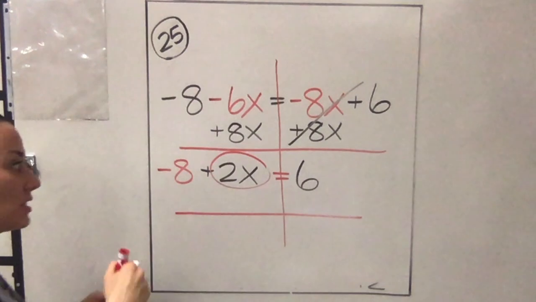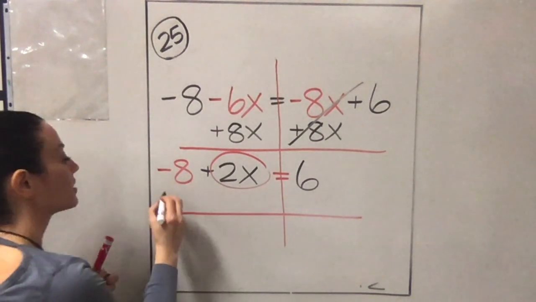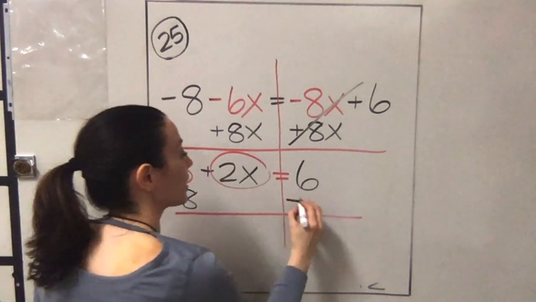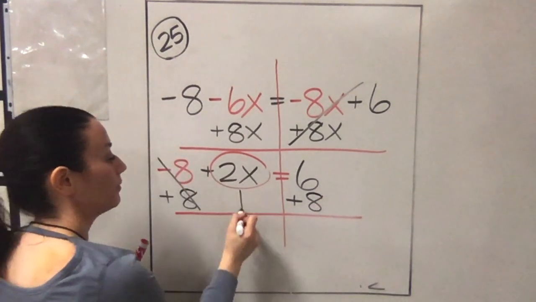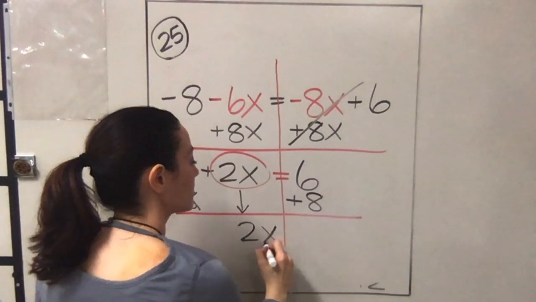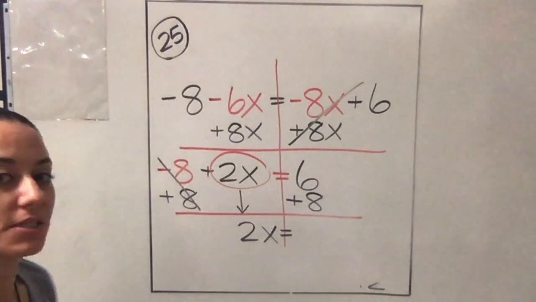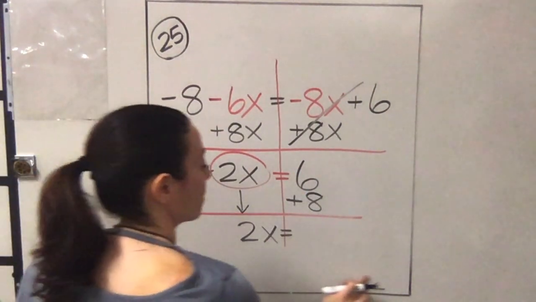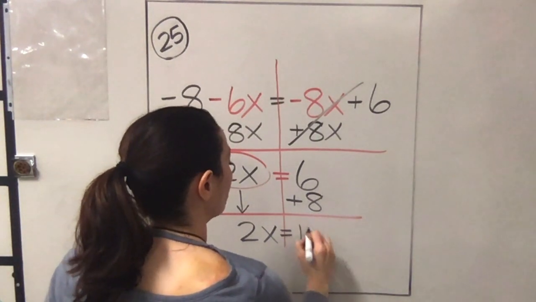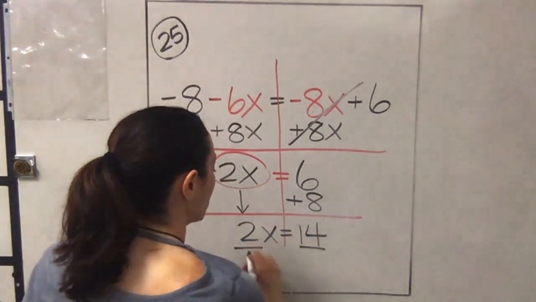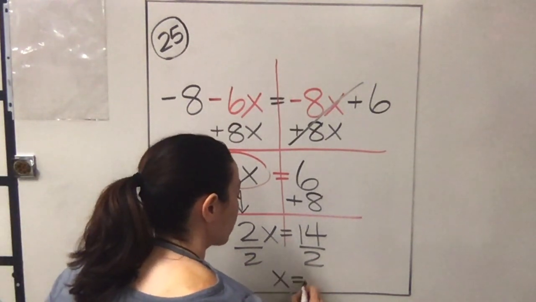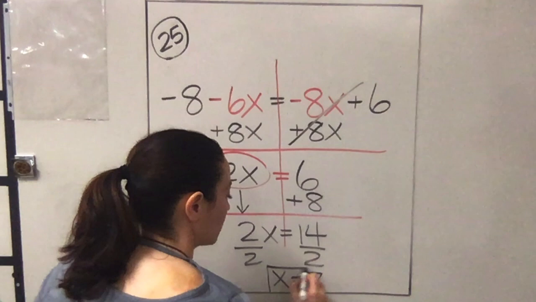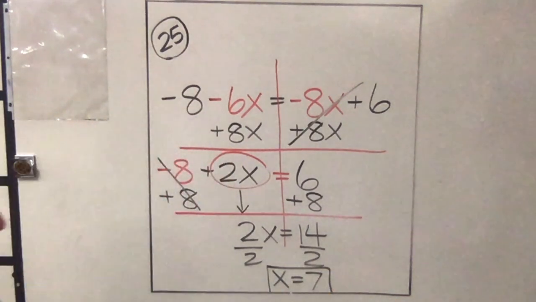What is the opposite of negative 8? It's positive 8, both sides, right? Good. Negative 8 and positive 8 make 0. You're going to bring down 2x, and it just equals 6 plus 8. What's 6 plus 8? 14. Very good. And then we divide both sides by 2. What is half of 14? Or 14 divided by 2 is 7. Very good. Get that down.